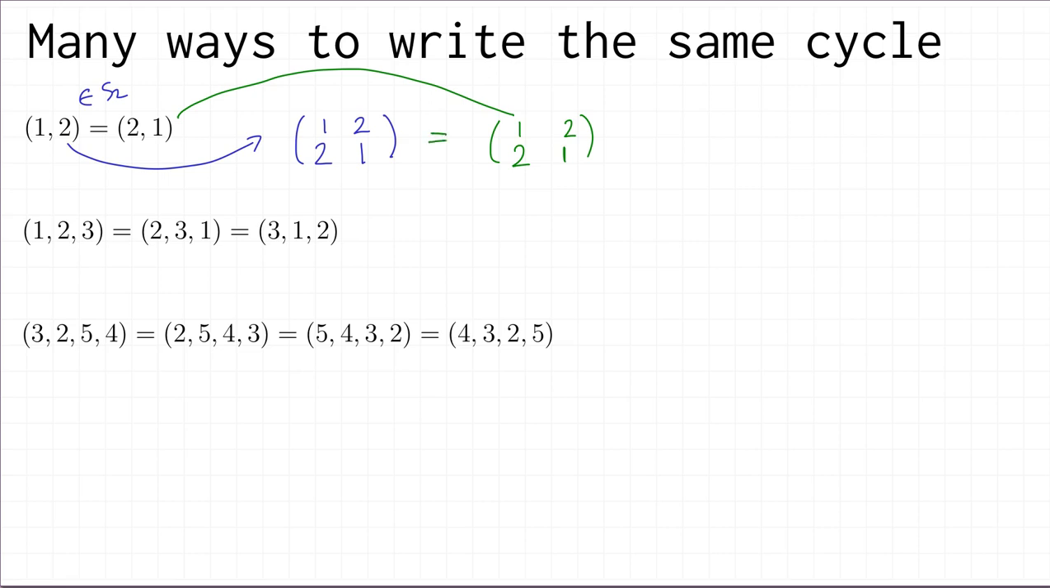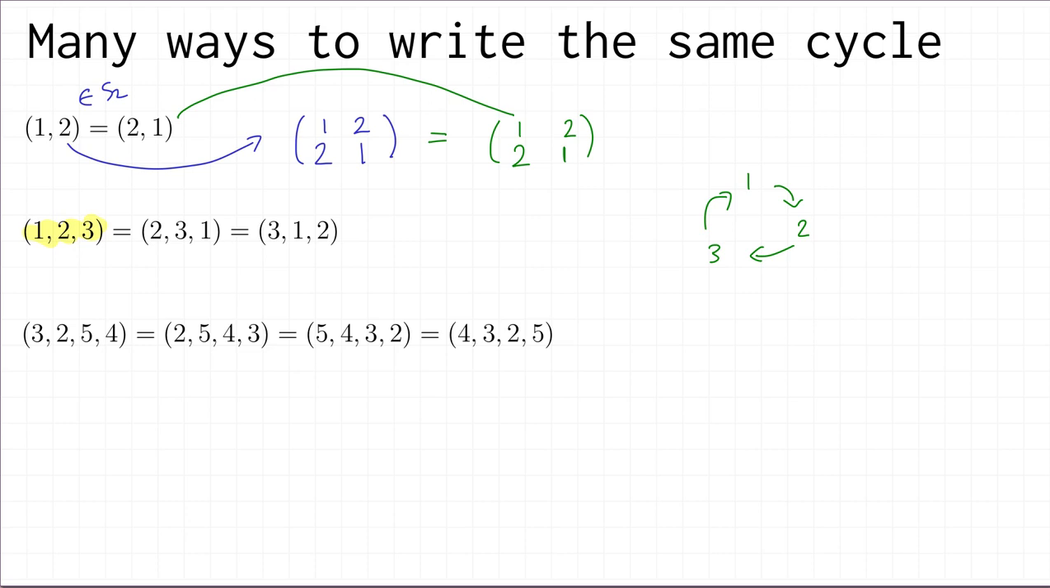Similarly, if we take a 3 cycle like the one here, we can write it in 3 different ways, because you could choose to start this cycle in any of 3 different places. So this is the permutation which sends 1 to 2, 2 to 3, and 3 back to 1 again. So you could choose to begin writing your cycle at any one of those 3 places. And if you start it with a 1, then 1 goes to 2, 2 goes to 3, and 3 goes back to 1 again.